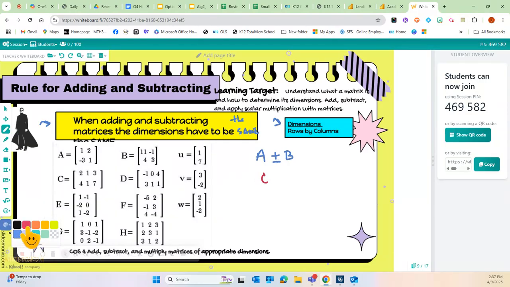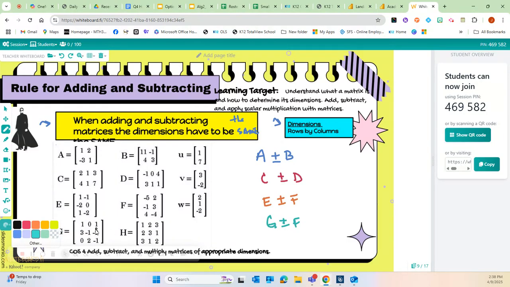Just kind of talking about what's possible. So matrix C is 2 rows and 3 columns, and I would be able to add or subtract that with matrix D because D also has 2 rows and 3 columns. Same thing with E and F. E and F have the same dimensions, so we would be able to add or subtract E and F. And G and H have the same dimensions, so we could add and subtract them.